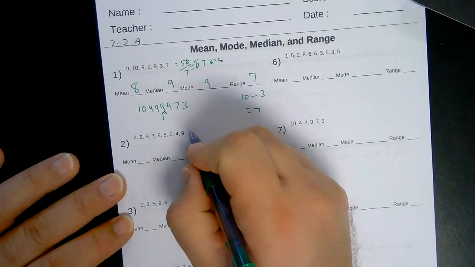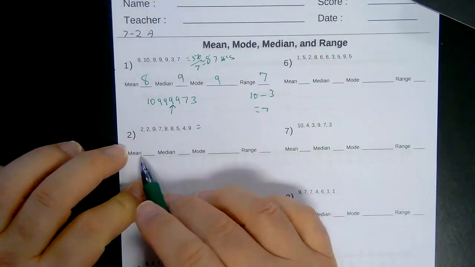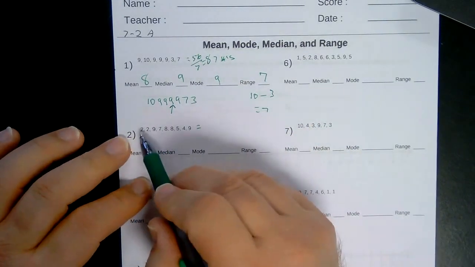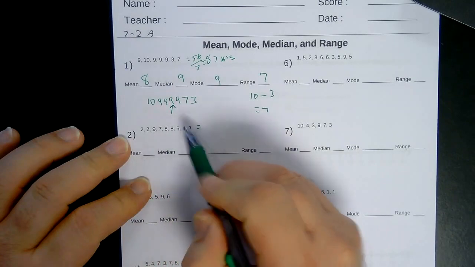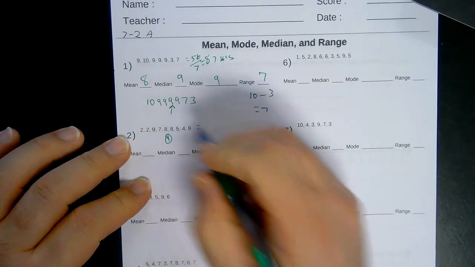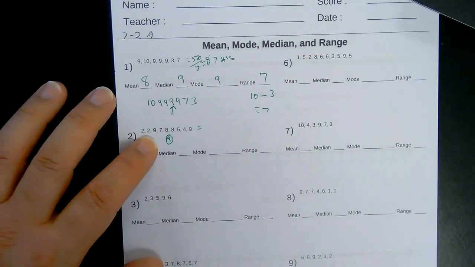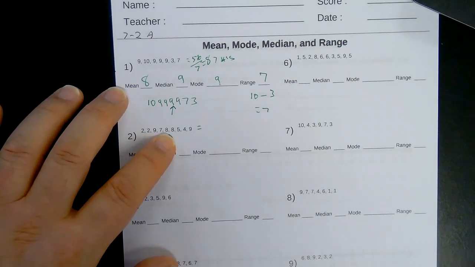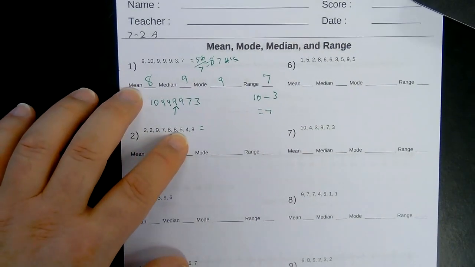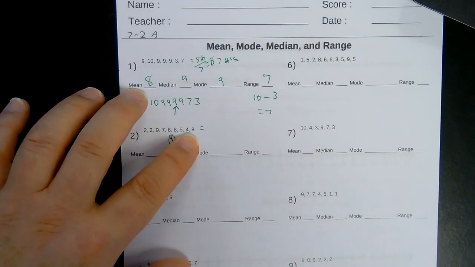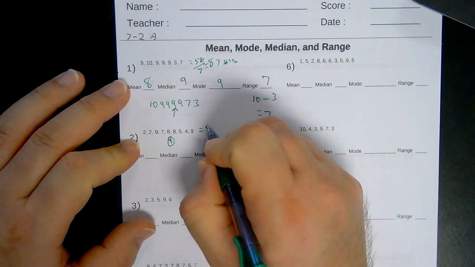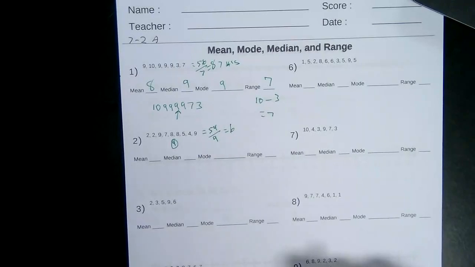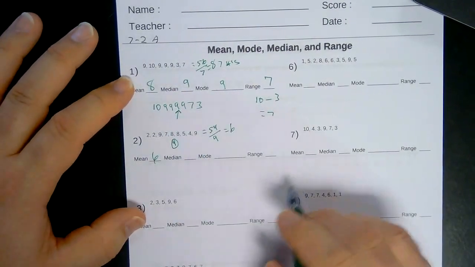Okay, number 2. I've got to add these numbers up and divide by how many I have for the mean. Simply, I have 1, 2, 3, 4, 5, 6, 7, 8, 9 numbers, so there's 9 total. So add these up: 2 plus 2 plus 9 plus 7 plus 8 plus 8 plus 5 plus 4 plus 9. That gives me a total of 54. Divide by 9 and I get 6 for a final answer. So the mean is 6.